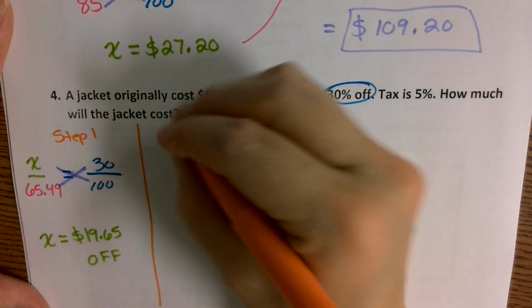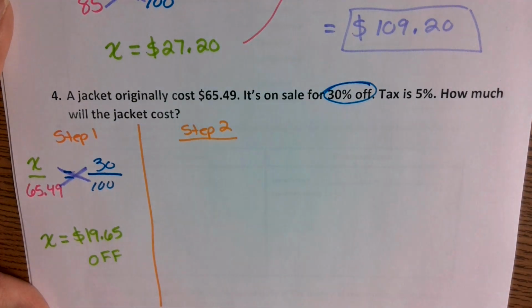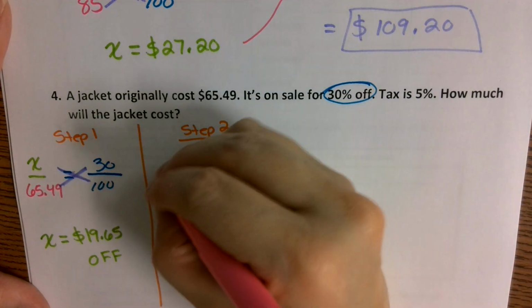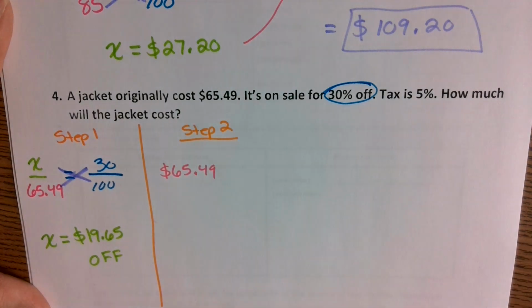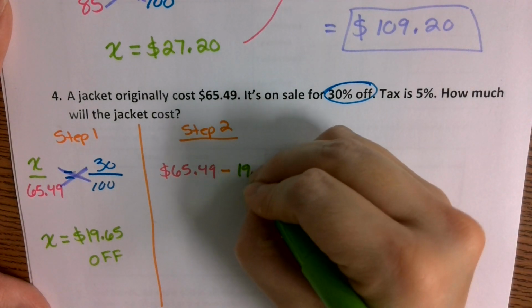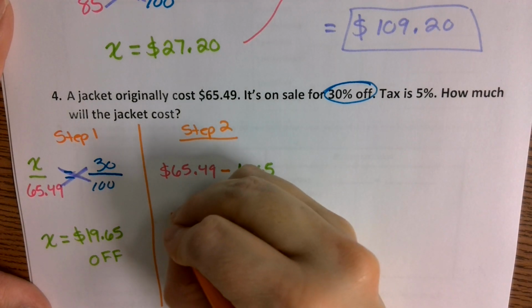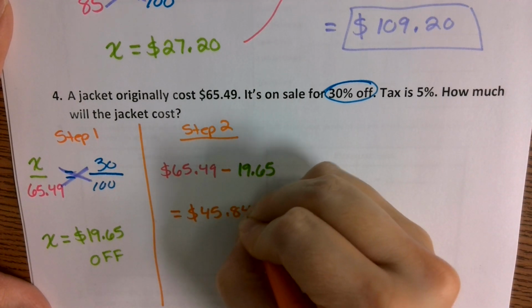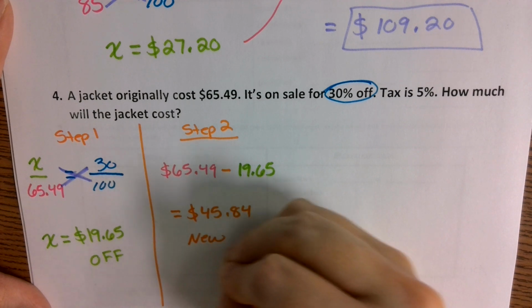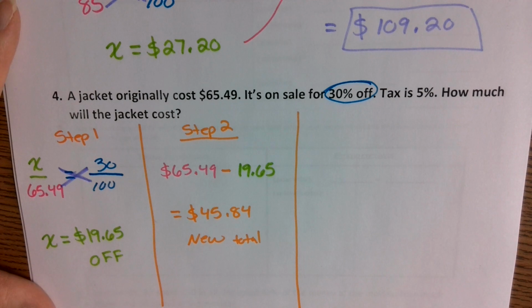Step 2, you have to subtract. So we're going to take the $65.49. We're going to subtract the $19.65. That's going to come out to $45.84. That is your new total. That's the new price of the jacket.